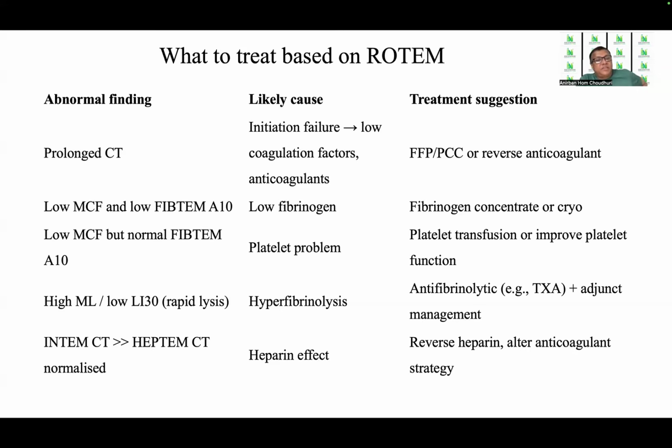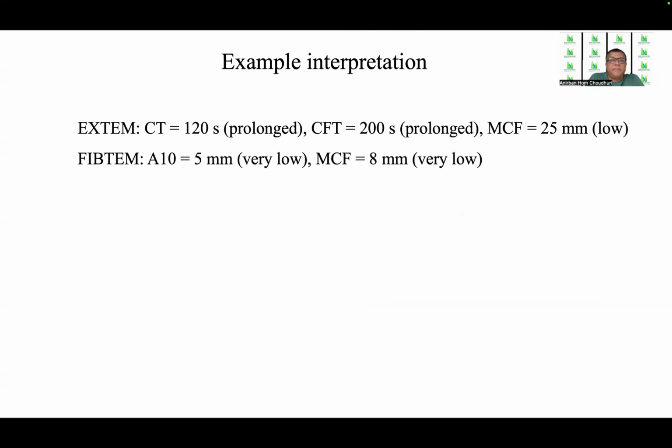For high maximal lysis or low lysis index, that is rapid lysis, with a low lysis index at 30 minutes, the likely cause is hyperfibrinolysis. So you have to give an antifibrinolytic like tranexamic acid plus adjunct management. If the INTEM clotting time is very high and is normalized by the HEPTEM clotting time, then the likely cause is heparin effect. So the treatment should be to reverse the heparin and alter the anticoagulant strategy.